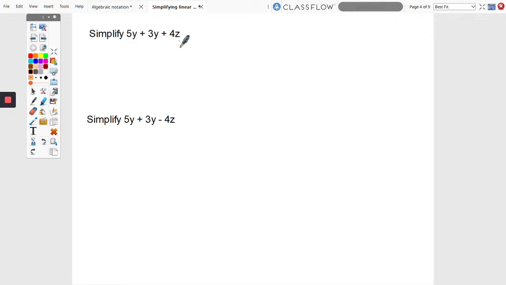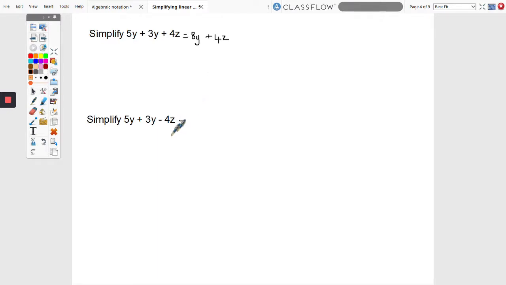Now I'm going to introduce a second variable, z. Now you must remember that you can't add terms together unless they have the same variable. So in this case I can add my y's together, but I can't add my z onto them and combine them. So I'm going to do my y's. 5y add 3y will give me 8y. And then there's nothing for me to add or subtract with that 4z. So I'm just going to write plus 4z on the end. So that expression simplified is 8y add 4z.